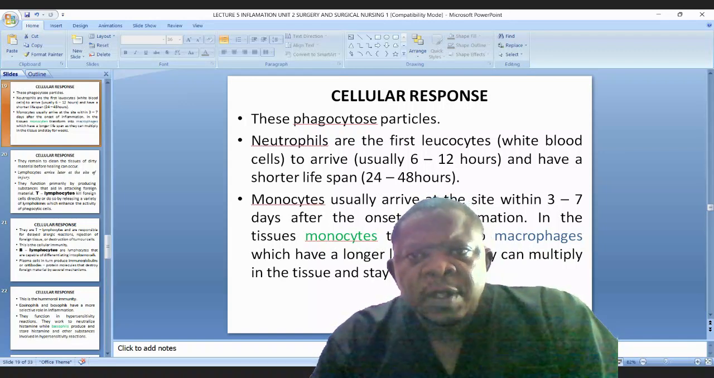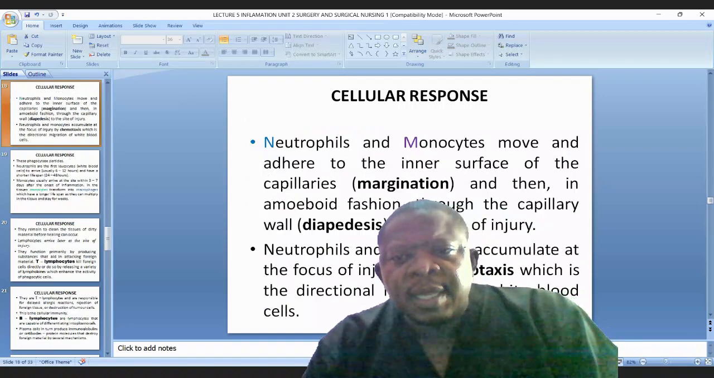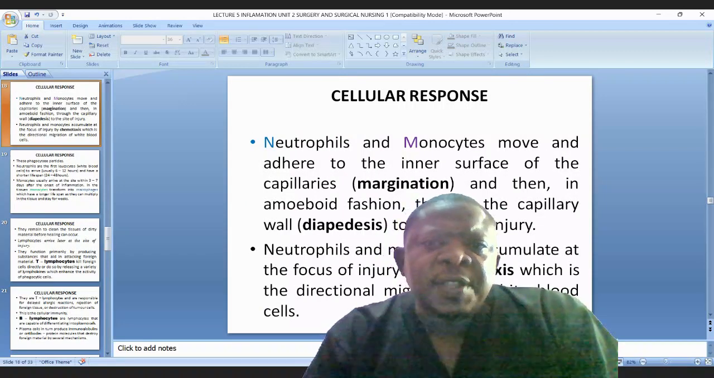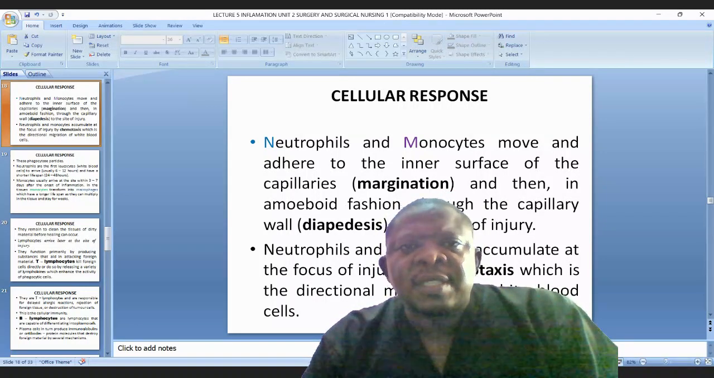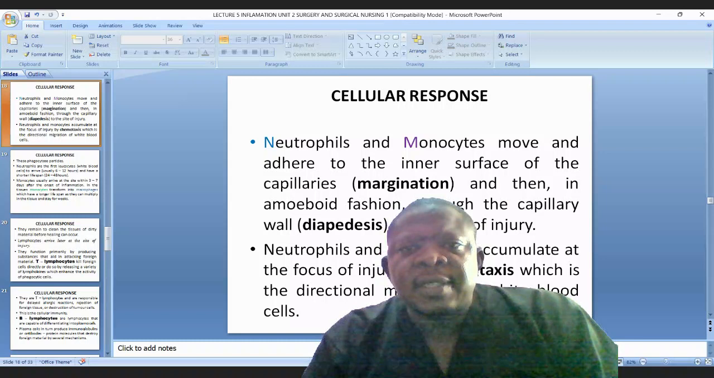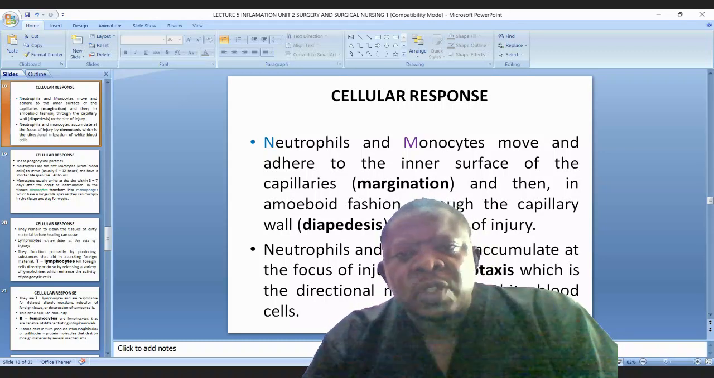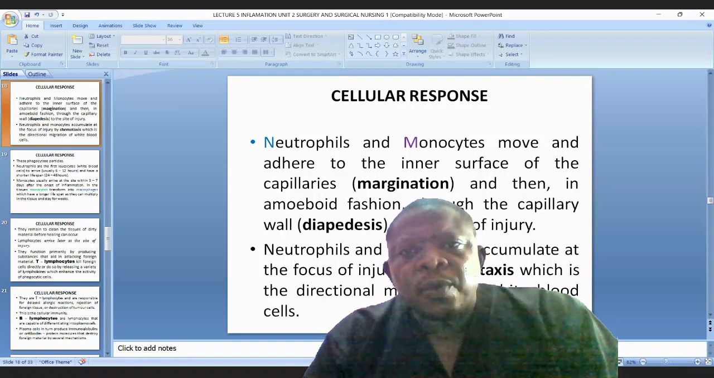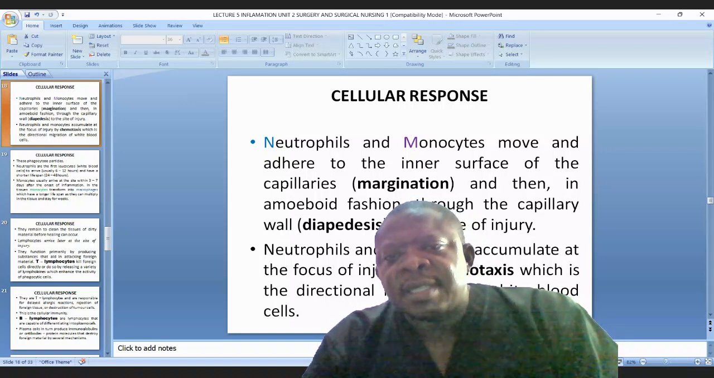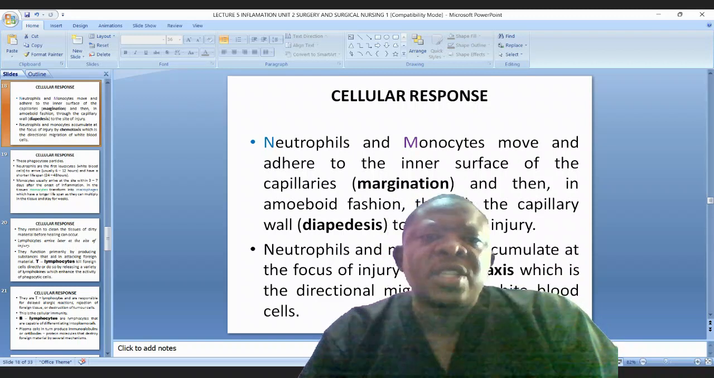So there's margination, that is attraction of these neutrophils and monocytes to the margins of the blood vessels in order to promote closure where there is damage. Then diapedesis, we are looking at migration or transmigration of white blood cells through the walls of capillaries to an area of injured tissue.